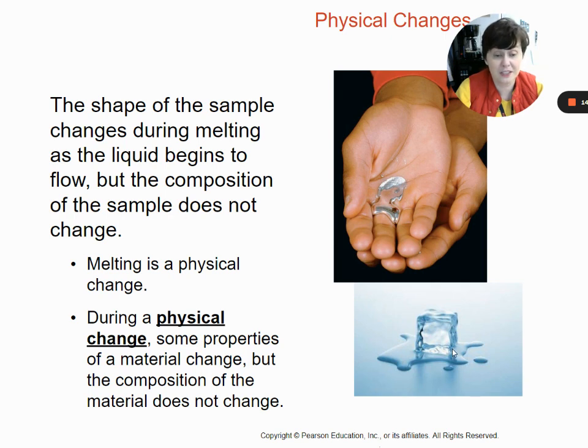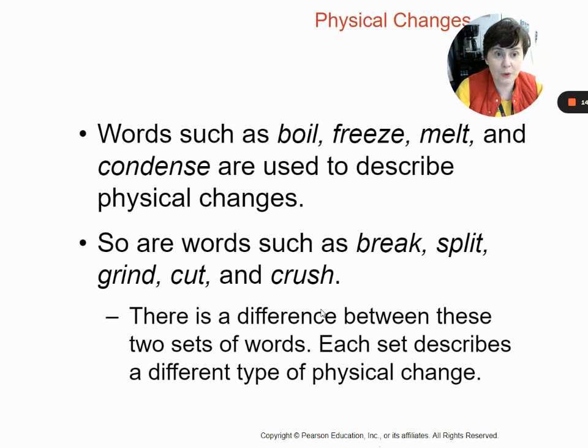When you melt ice, it's still H2O. When you freeze water back into ice, it's still chemically H2O. Words like boil, freeze, melt, condense, these are used to describe physical changes. So are words like break, split, grind, cut, and crush. What's the big difference between these 2 sets of words? Each of those sets describes a different type of physical change.